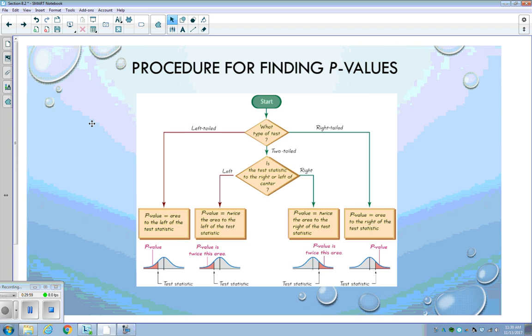Left tail and right tail, we know how we can do that. It's going to be left of the test statistic, or right of the test statistic. But if it is a two-tailed test, okay, it has to be right in the center, and the p-value is twice the area.